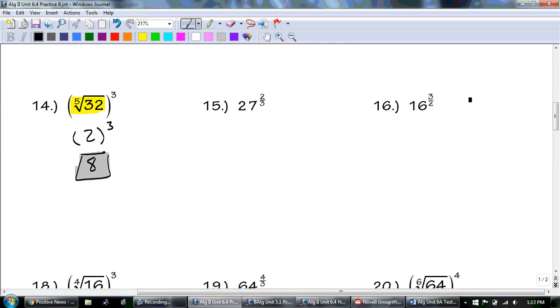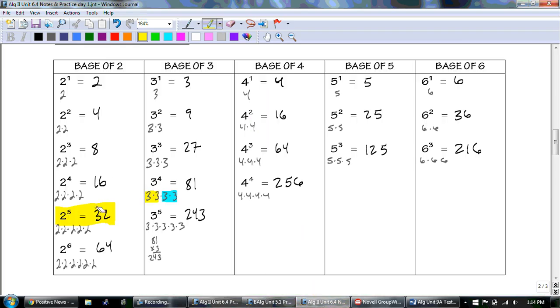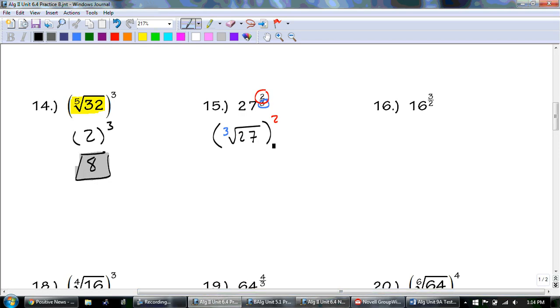Okay, 27, 15. First thing I'm going to do is rewrite it. Since I'm doing this without a calculator, I can't just plug it right in. So I'm trying to find the root of 27, and there it is. So my answer is 3. And then I want to know what 3 squared is. Well, 3 squared is 3 times 3, which is 9.